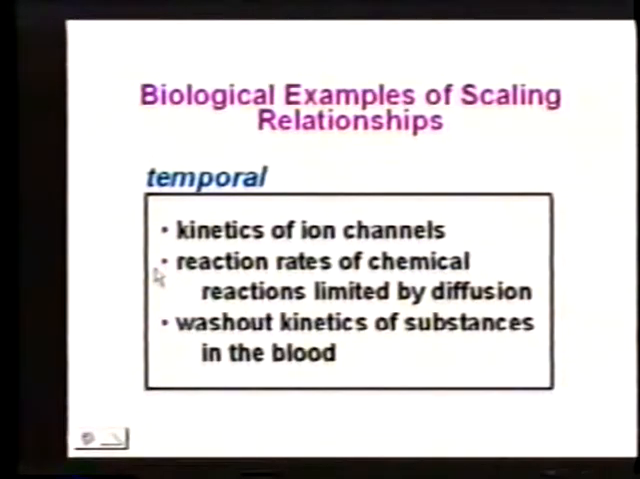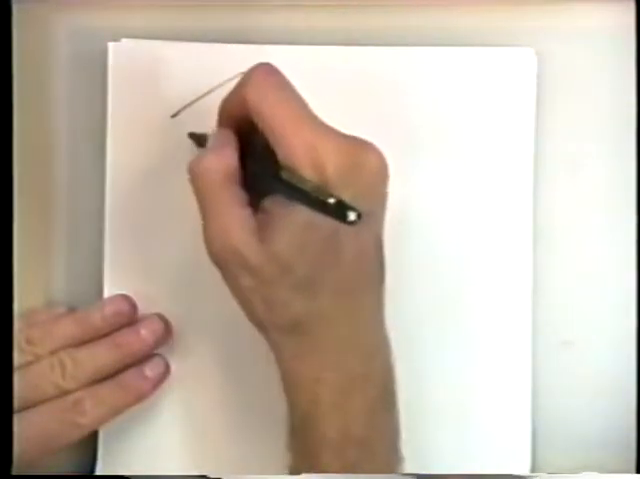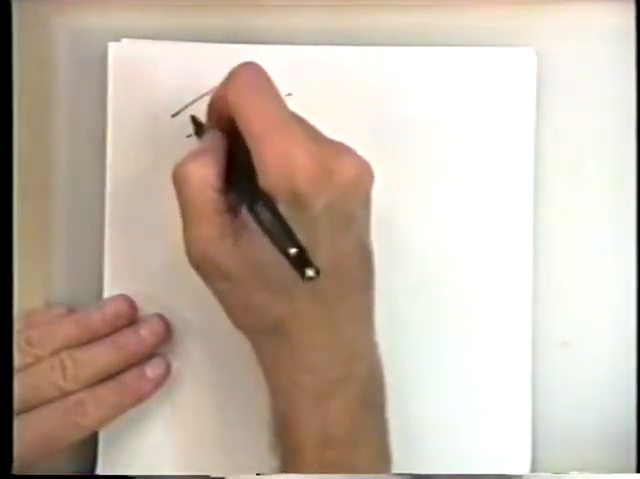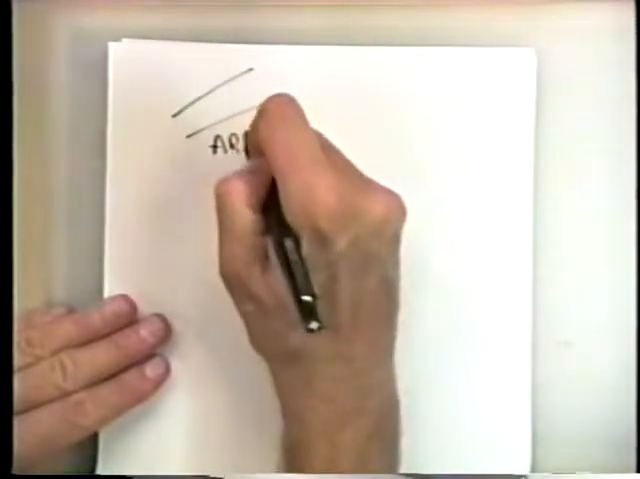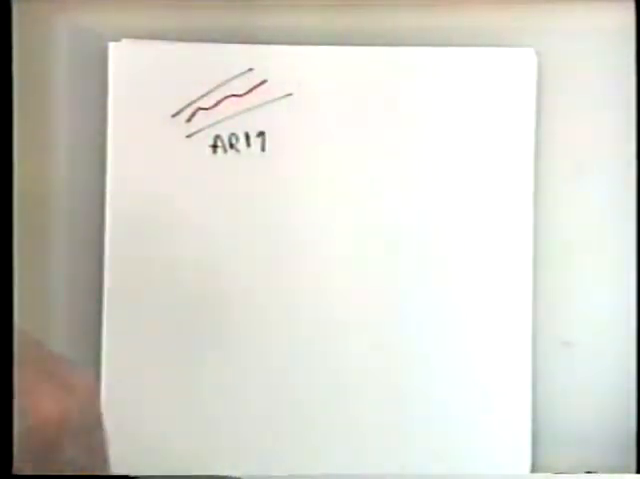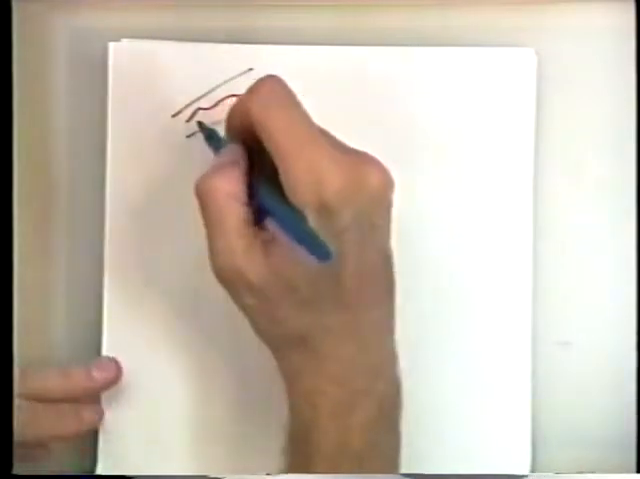And again, I've done this. And where we left off last time actually was here. It was the washout kinetics of substances in the blood. So let me describe what this means. It's possible, for example, to measure the concentration of substances in the blood. So if I take this, which is my or your arm, and it has blood running through it, arterial blood and venous blood.